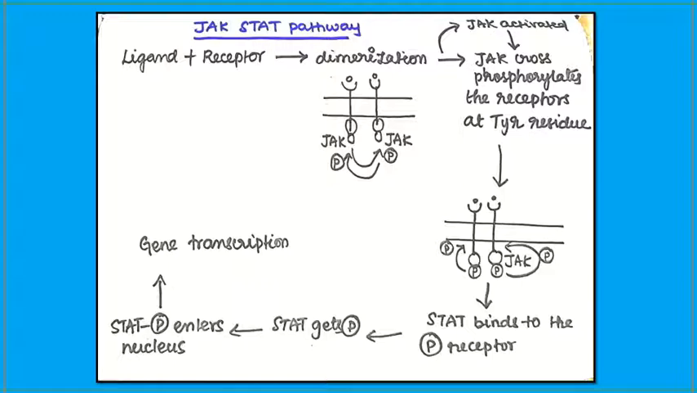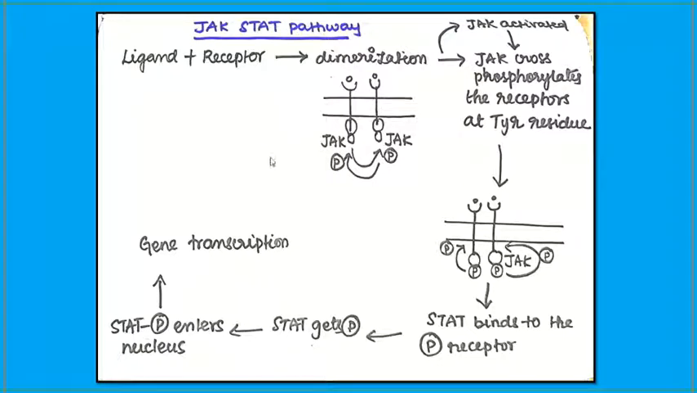Why does it go inside the nucleus? Because it is a transcription factor. Its function itself is gene transcription. So it goes inside the nucleus. The phosphorylated STAT enters the nucleus and helps in gene transcription. Simple, very simple pathway, JAK-STAT.